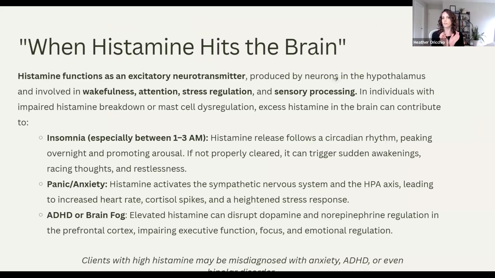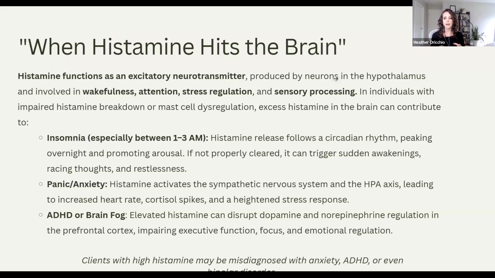If your client isn't presenting with that 1 to 3 a.m. time, don't automatically dismiss it, because everybody does have some variability with their circadian rhythm. Panic or anxiety, so they could be waking up with that, or it really could just spur on at any time. Again, thinking about the histamine intolerance bucket, if your bucket's overflowing at 3 p.m. every day when you're starting to drive into traffic with a lot of pollution, that's going to represent the toxicity overflowing the histamine bucket. And then again, ADHD or brain fog.